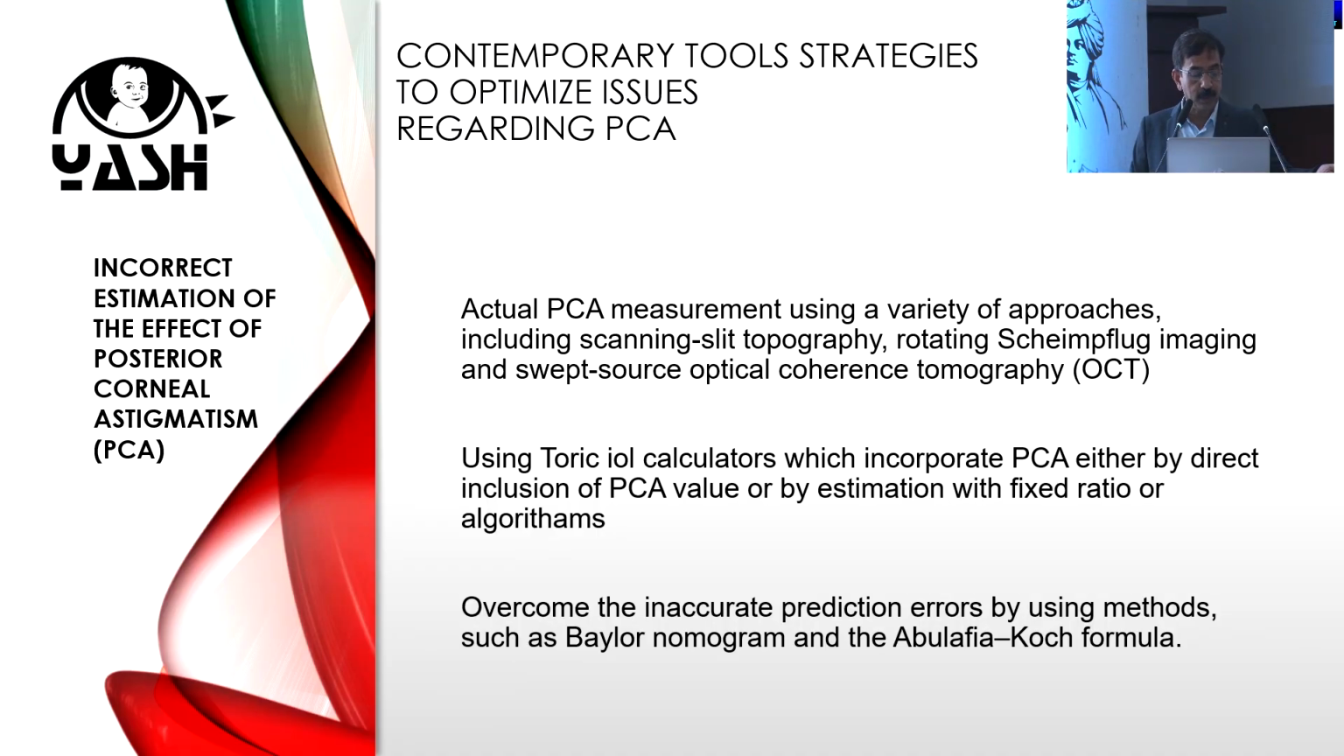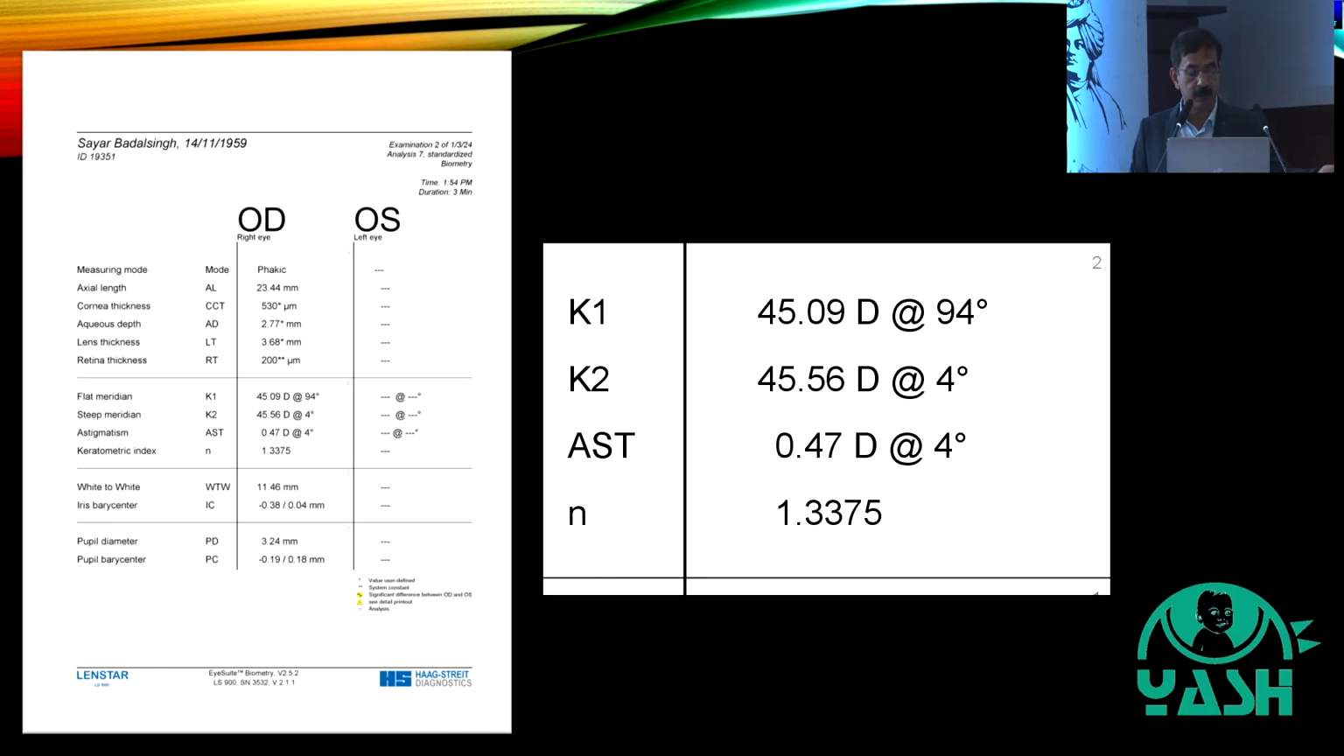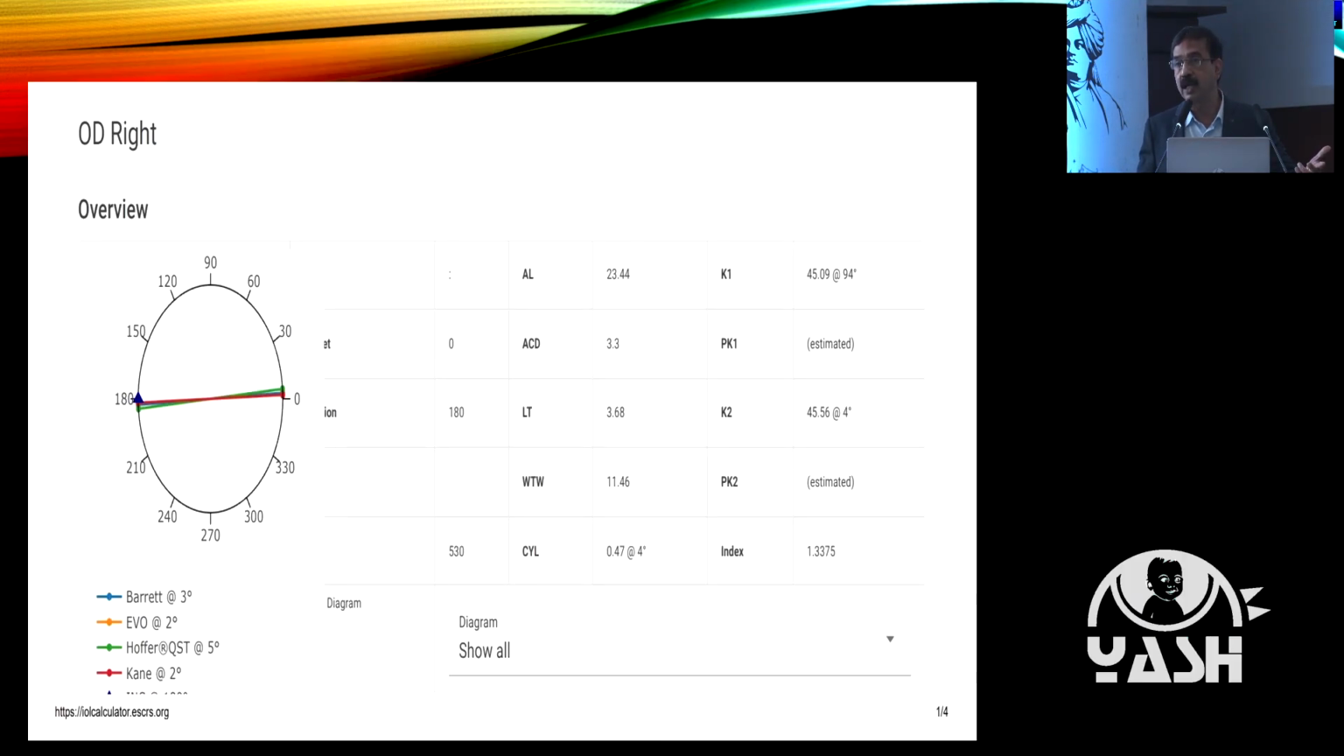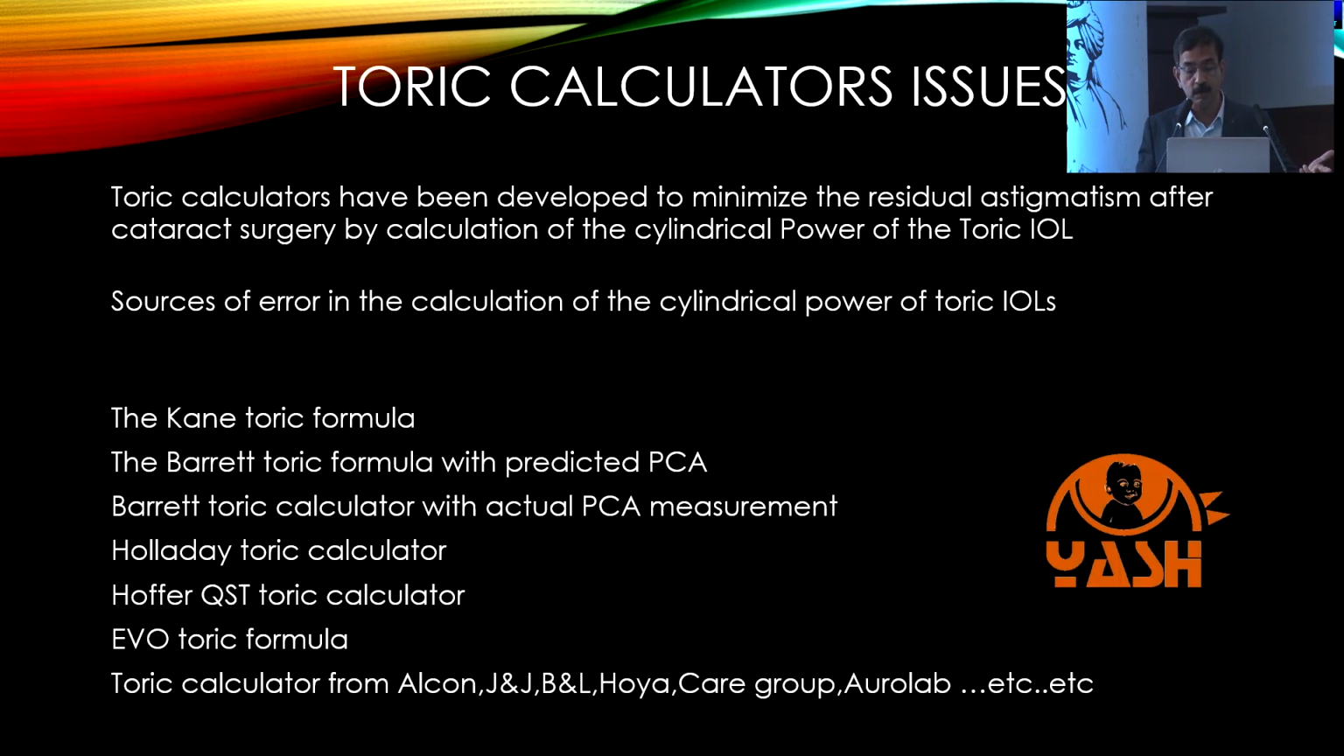There are so many methods to calculate the actual PCA measurements, but you can use toric calculators which incorporate PCA, either by direct inclusion or by estimation with a fixed ratio. And there are some methods that can overcome these inaccurate prediction errors of PCA with the help of different formulas. Now you can see this case, the astigmatism seems to be only 0.47, but when I calculate it, it comes to be around 1 to 1.25. So this is because of the PCA.